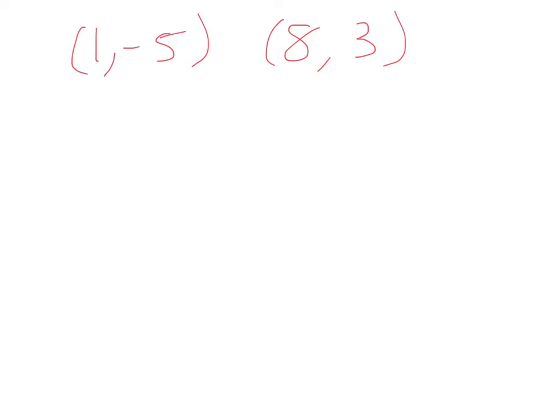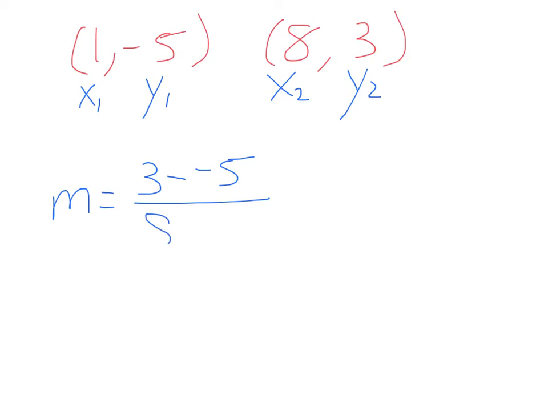Okay, so let's see how you did. If you did this correctly, and it really doesn't matter which point you call x1, y1 and x2, y2, I just kind of do it in the order I'm giving them here. So the slope is going to be 3 minus negative 5 over 8 minus 1. Well, 3 minus negative 5 is 8, and 8 minus 1 is, of course, 7. So the slope is 8/7.